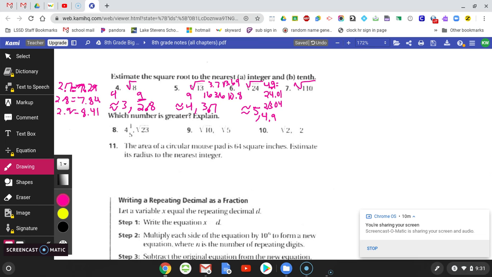Now the number that I choose for the first one is based off of how close to it. 24 is really close to 25, so I know it's going to be really close to 5, which is why I chose 4.9 as my first one. So you're finding the approximate that's the closest to it.